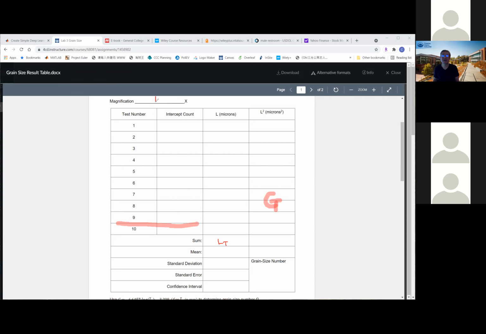Magnification is this one here. And we should have a column here. This one will be the sum of this interception. This should be the P. Do you want us to put that in?